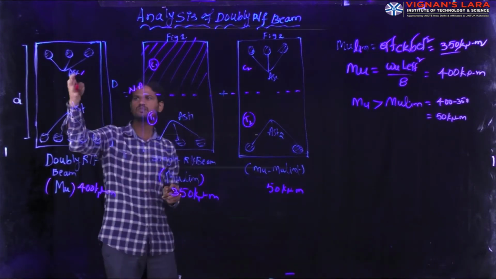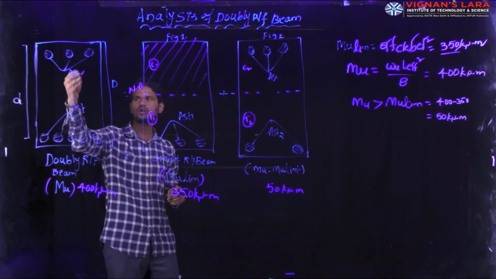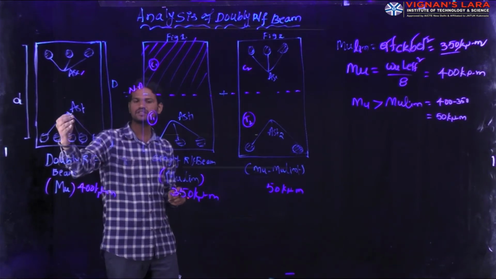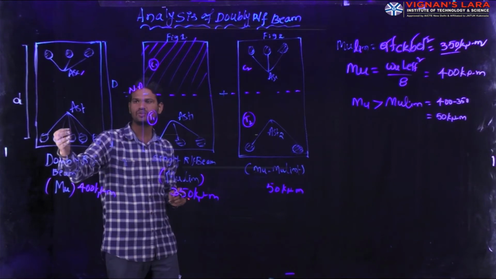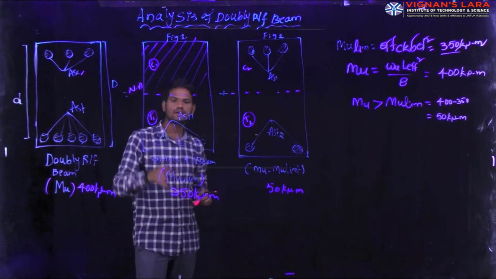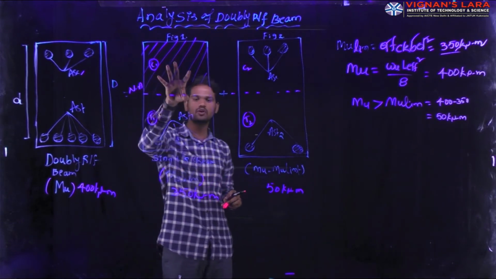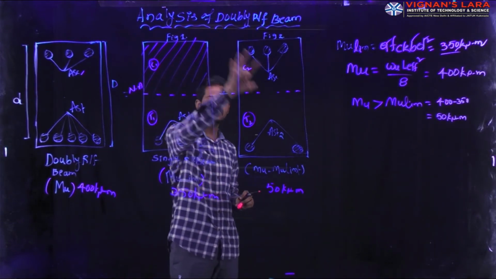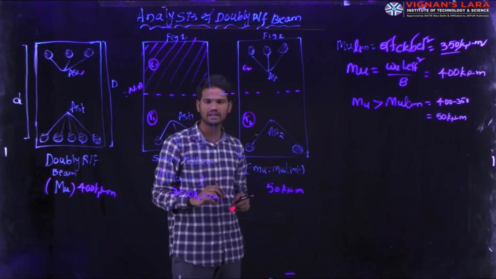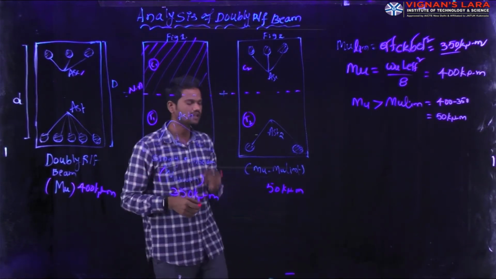In a doubly reinforced beam, the area of the steel you are providing in the compression zone, we are naming as Asc. The area of the steel you are providing in the tension zone, we are naming as area of the steel in tension zone. Up to limiting moment, we are drawing one diagram. To carry the additional moment, we are drawing one more additional diagram.